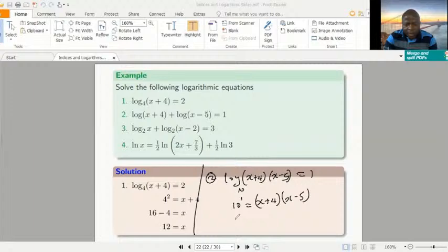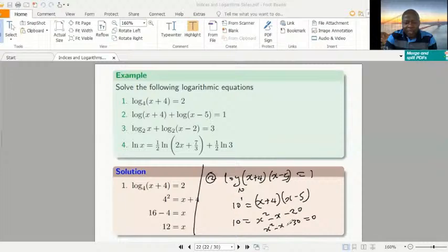Okay, so what is this? 10. This is x squared. Just expand this; you know how to expand. x squared minus 5x plus 4x gives you minus x. And this other one gives you minus 20. That means x squared minus x minus 30 is 0.